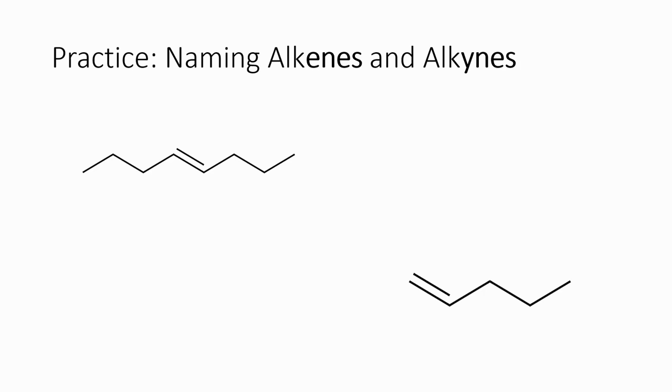Okay, let's talk about the names for these. Let's start with this one up here. What would you call this? 4-octene. Good, 4-octene. Good. And then what would this one be? 1-pentene. Good, or we could just call it pentene. Okay, next question.